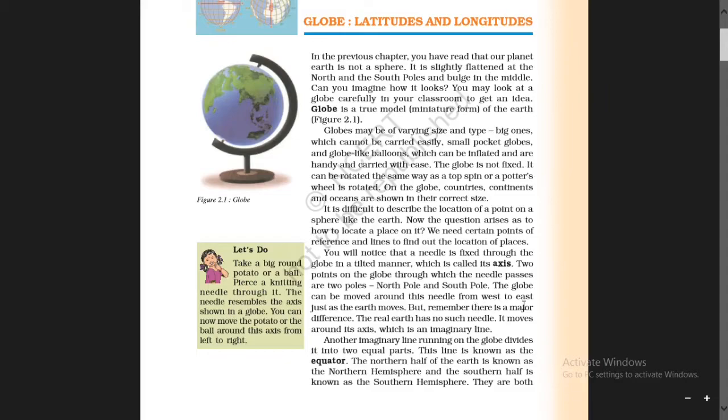But remember, there is a major difference. The real Earth has no such needle. Actually, there is no needle. The real Earth moves around its axis. Axis I already told you, is an invisible line on which Earth rotates or spins.